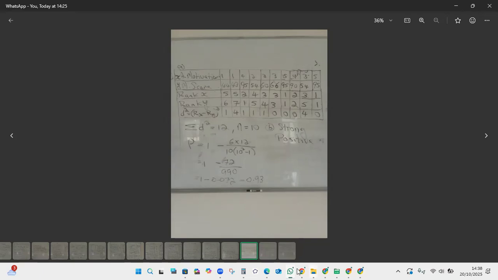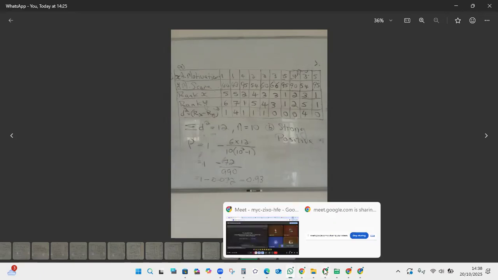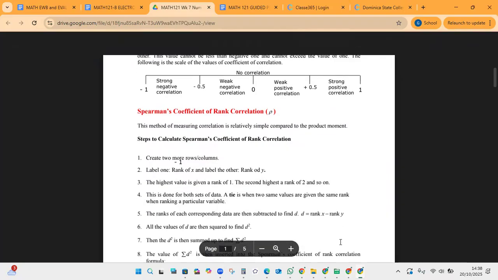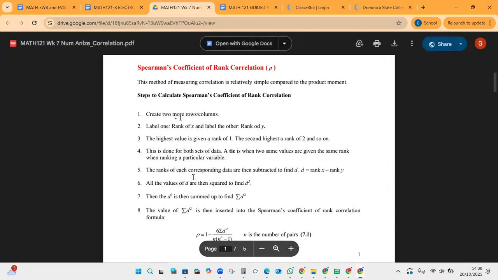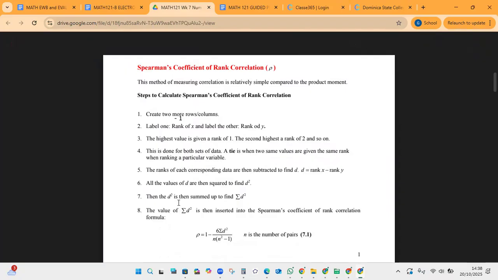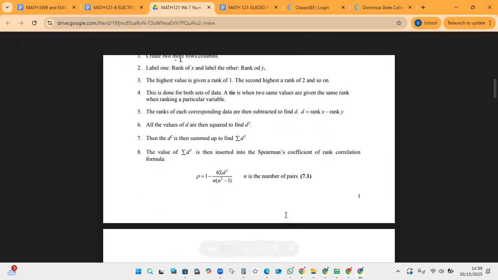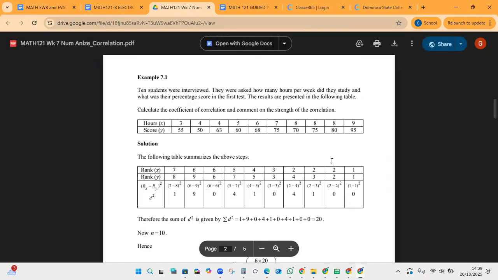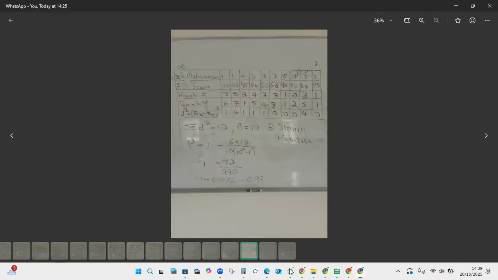Now, as the steps say, after you have calculated all the squares of the differences of the ranks, the sum of the values is found. So after you find the squares, you add them up, and the value of the sum of d squared is then inserted into the formula. Here it is, the sum of d squared. And here's an example. You can check it out. But let's go back to our example.